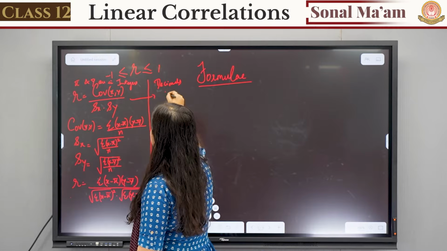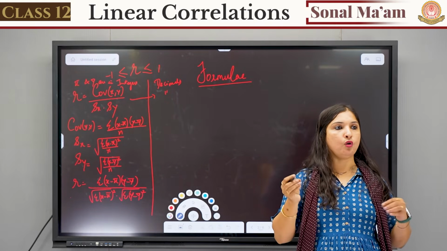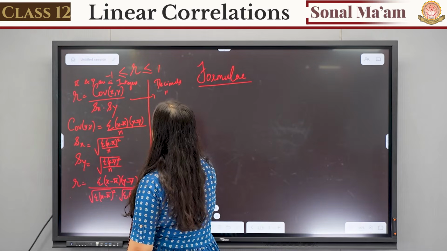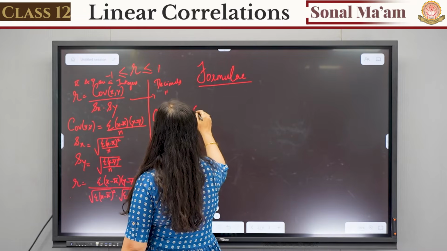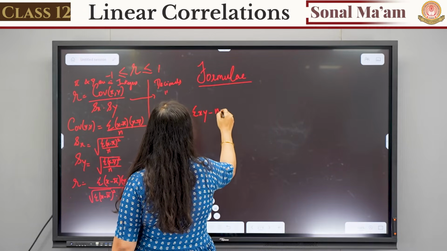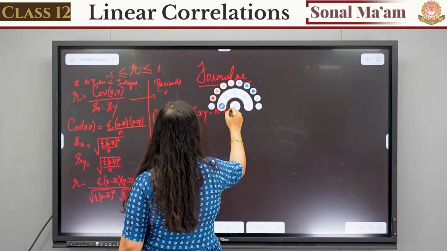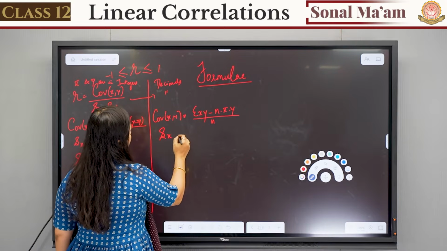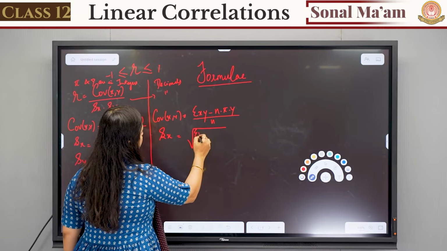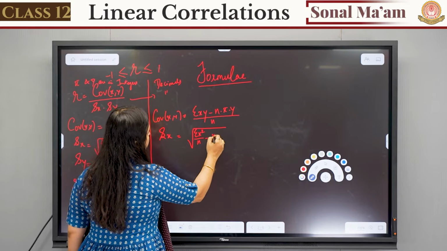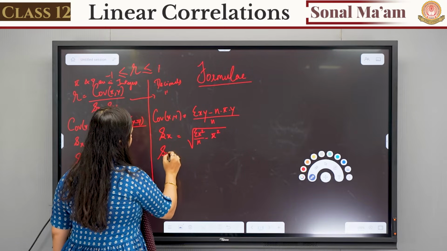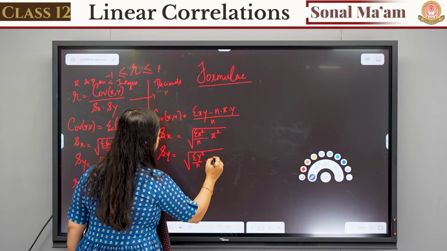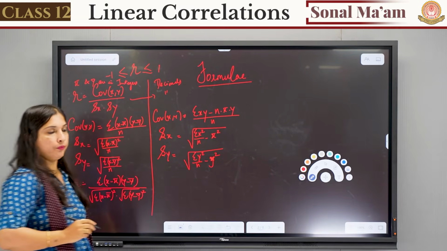The initial formula will remain the same only. What will be the formula? Covariance xy divided by sx into sy. Let's see the covariance formula. Covariance xy will be summation xy minus n into x bar y bar divided by n, and sx will be under root of summation x square by n minus x bar square, and sy will be under root of summation y square by n minus y bar square.